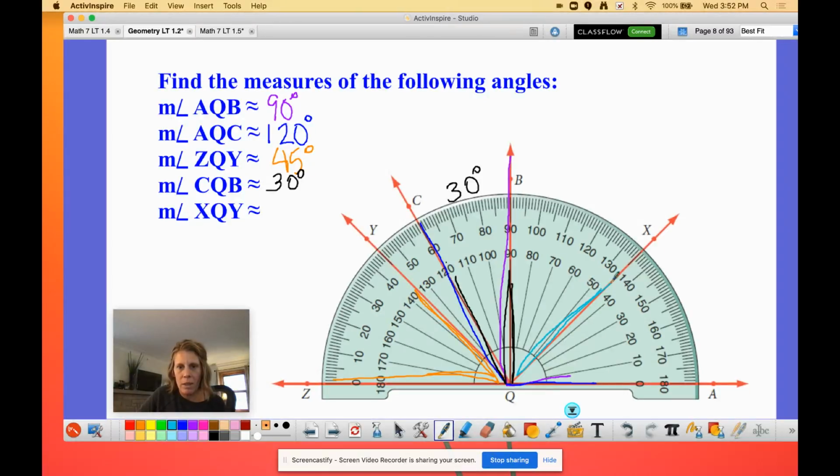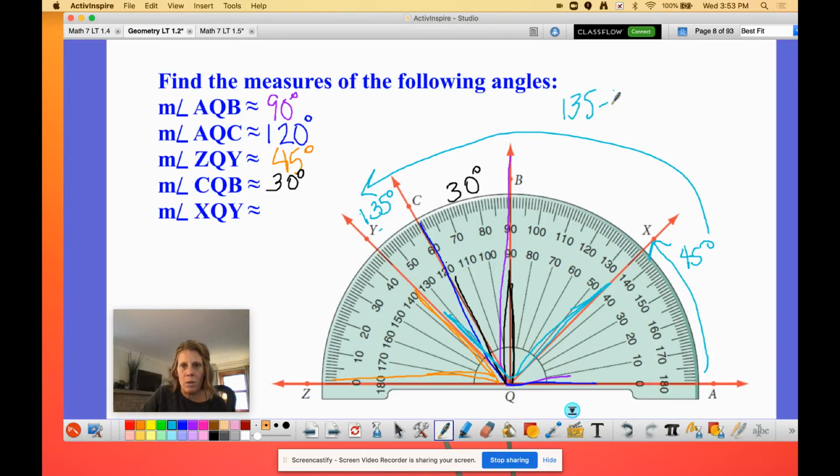Angle XQY. So if I look at where this angle right here, going from here to here, that's 45 degrees. And if I go all the way around, that's 135. I went all the way over to here. So if I subtract those, I get 90 degrees.